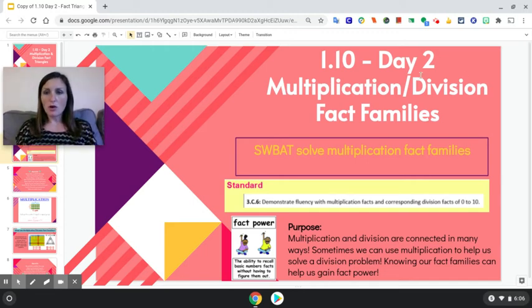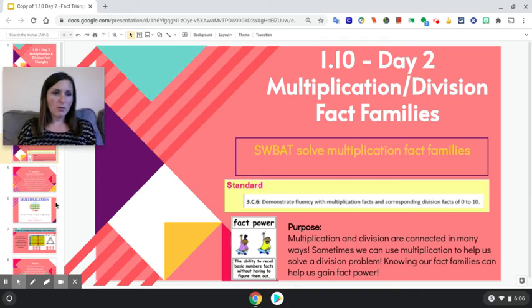Okay, so today we're going to be solving multiplication fact families, and we're going to be able to see the connection between them as we are working. And so multiplication and division, I said, are connected in many ways. And sometimes we can use multiplication to even help us solve a division problem. And so knowing our fact families can help us gain fact power.